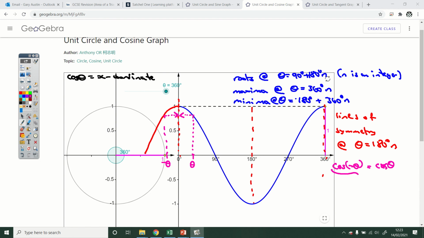Okay, that's a really, really nice property. It means that any negatives inside this argument we can kind of ignore and then go straight to the positive version of that angle. And what this means, you probably guessed from the last example, is that cos is what we call an even function.